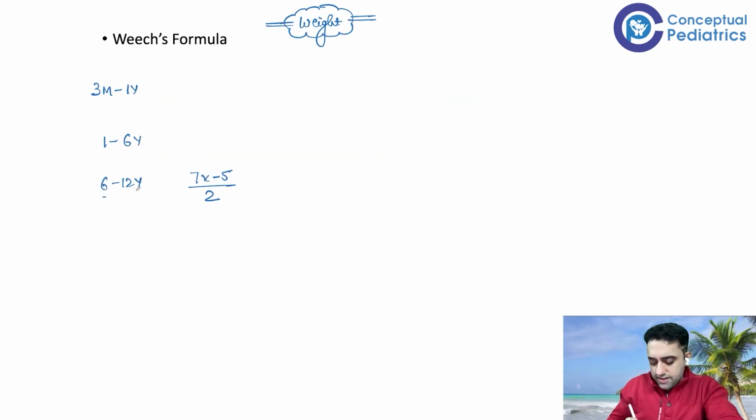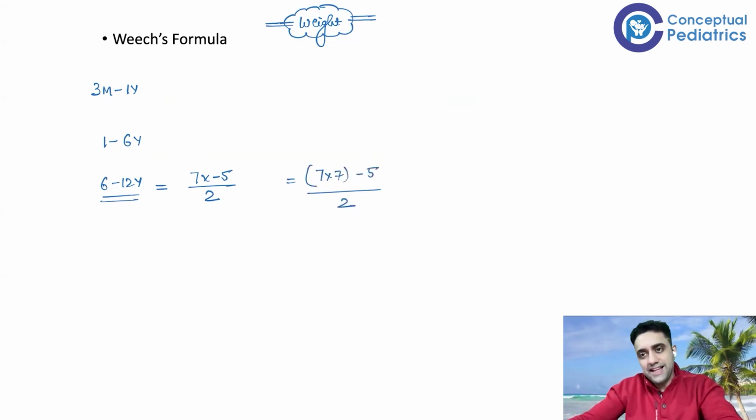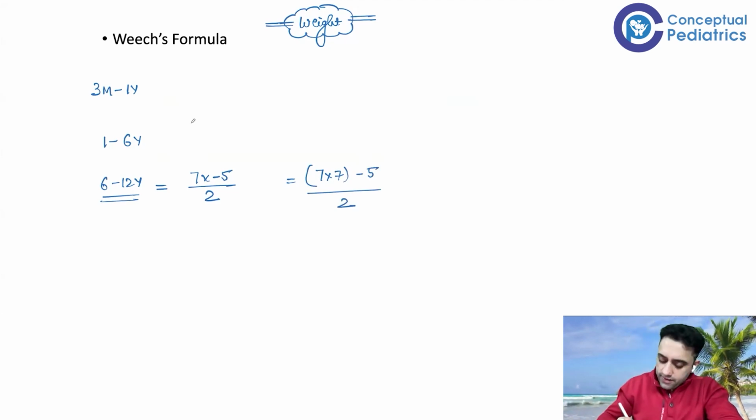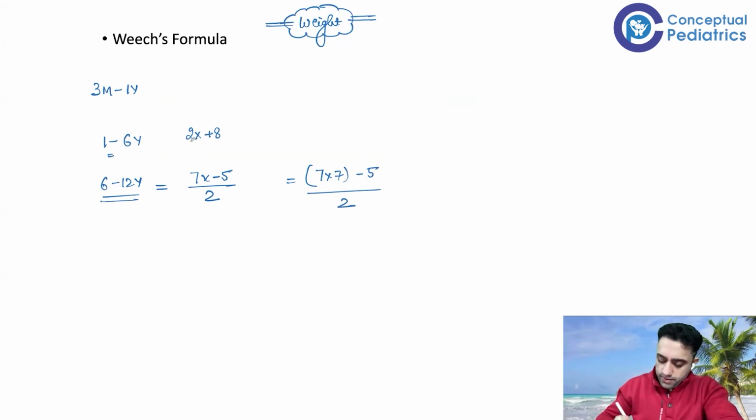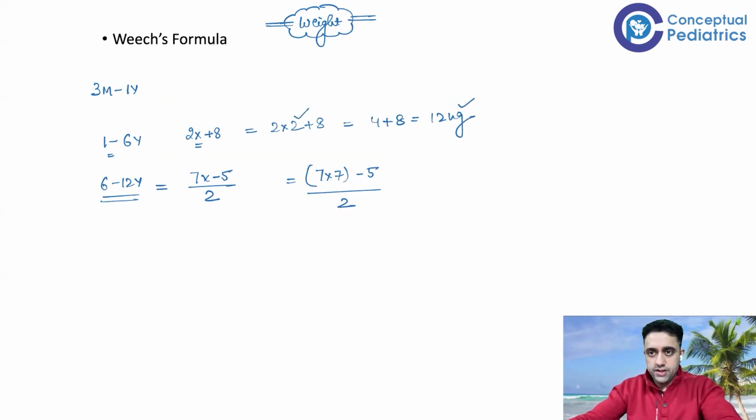For example, what is the normal weight of a 7-year-old? You'll do 7 into 7, 49, minus 5, divided by 2. Like that, you will calculate. From 1 to 6 year, we have a formula 2x plus 8. For example, if I have a 2-year-old baby, what is the expected weight? X is age in years. So 2 into 2 plus 8, that is 4 plus 8, so that is 12 kg. So the expected weight of a 2-year-old is 12 kg. Did you understand? Number one.